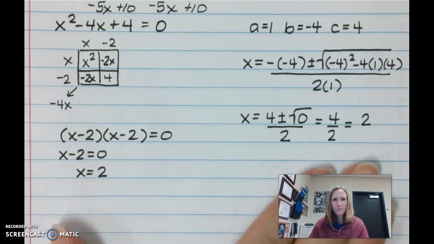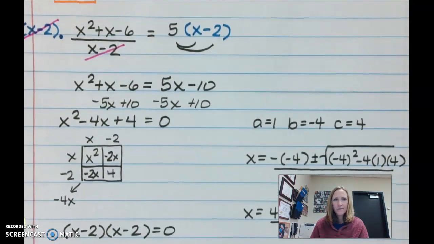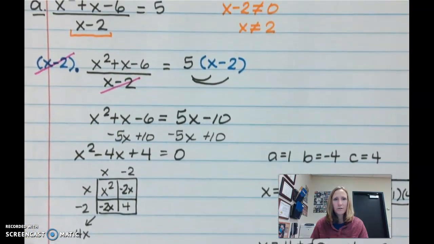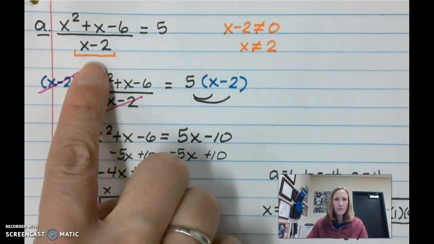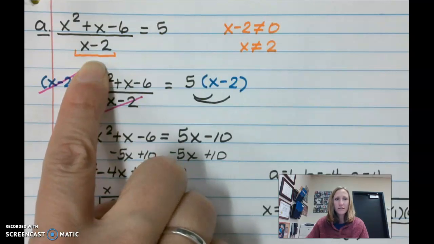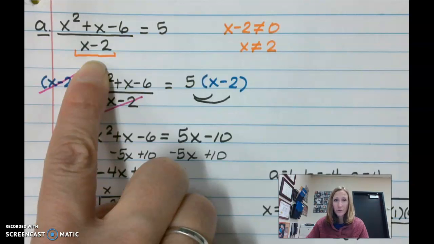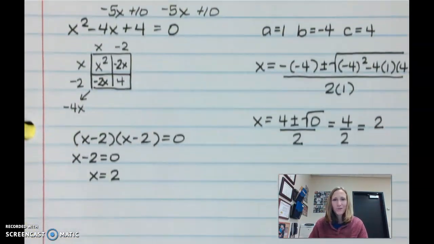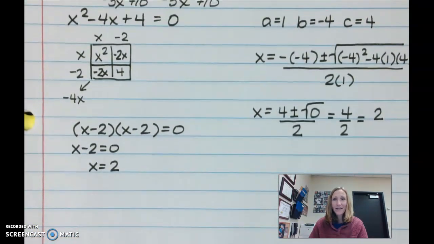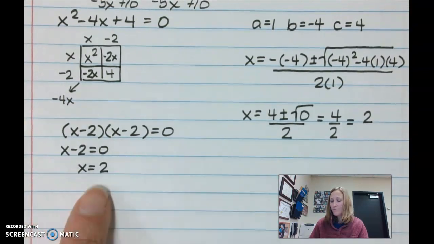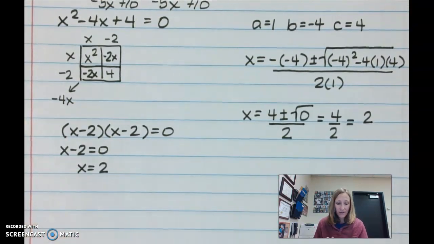There's a problem, though. We said that in this particular equation, x could not be 2. Because if x is 2, and I attempt to plug that in here, I'm going to end up trying to divide by 0, which is not possible. So even though solving this accurately gave me a solution of 2, it's actually not valid.